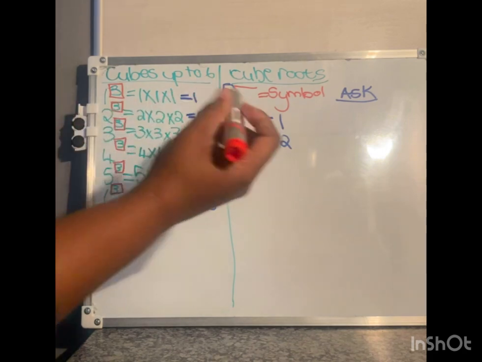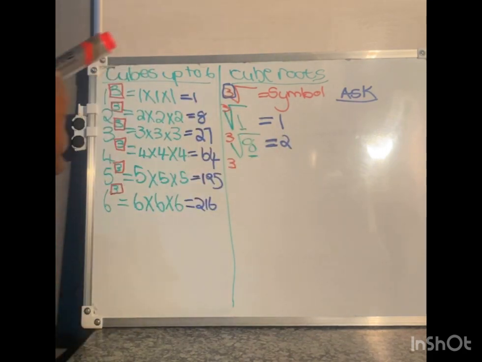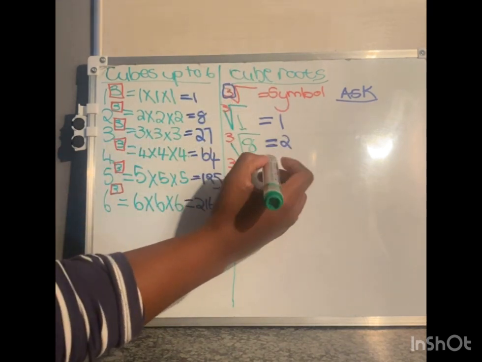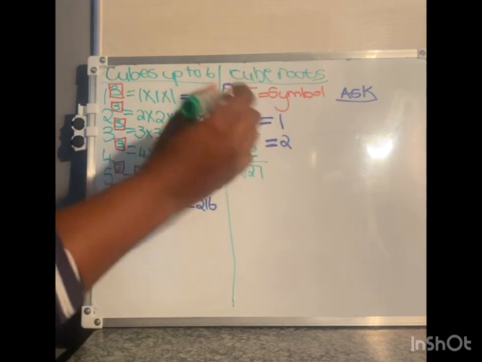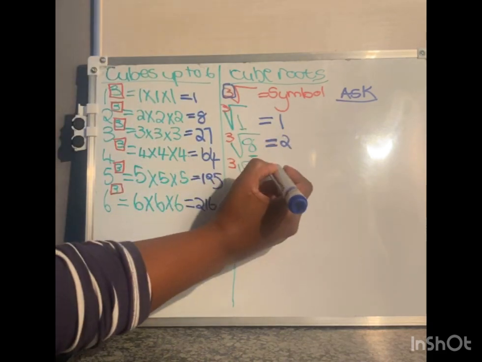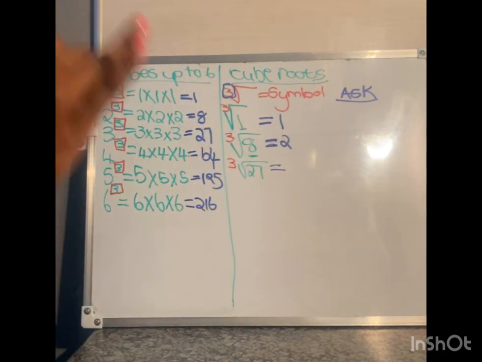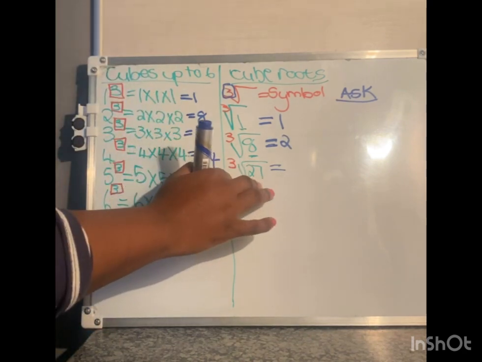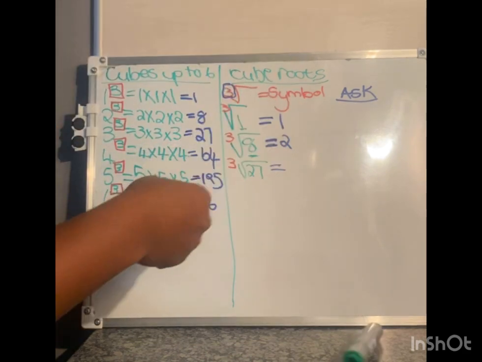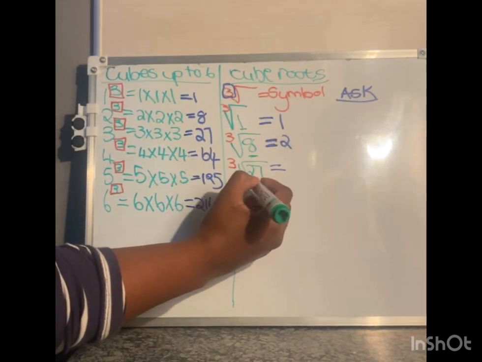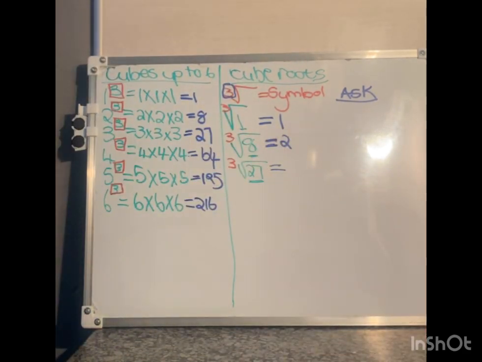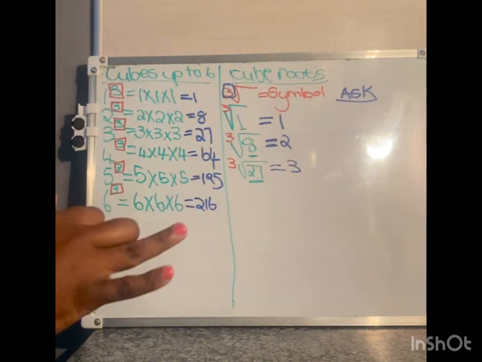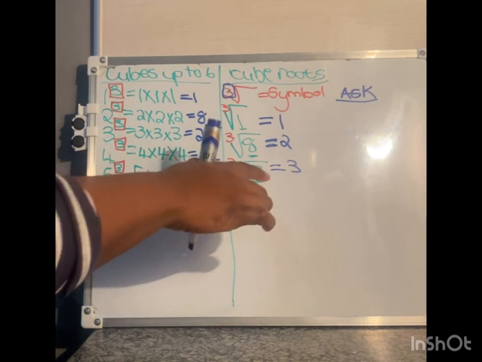You ask yourself again, what number multiplied by itself and by itself again is going to give you 27? What number multiplied by itself and by itself again is going to give you the base of your cube root? It's going to give you 27. What number is that? And our number is 3, because 3 multiplied by itself and by itself again gives you 27.